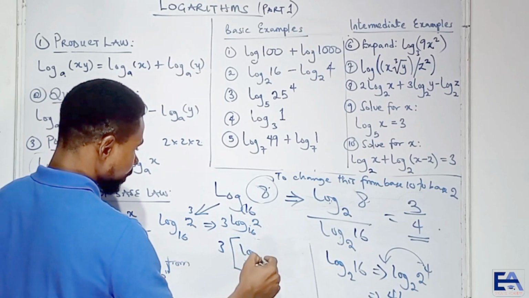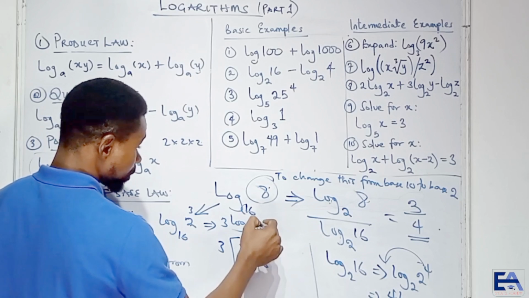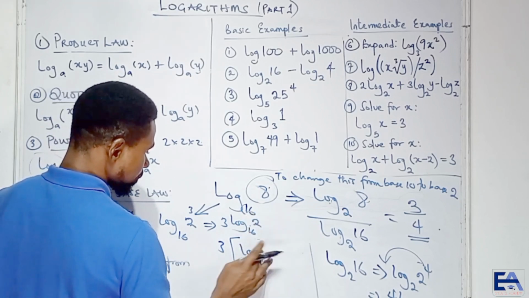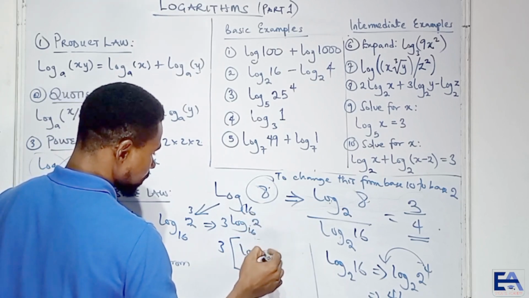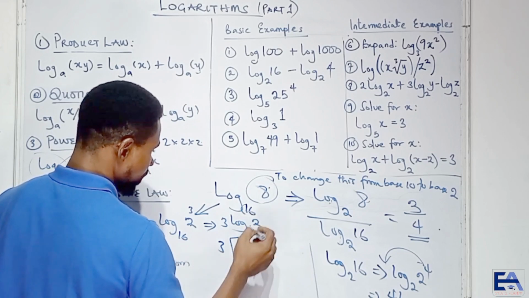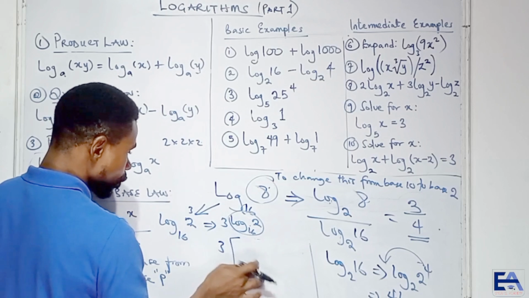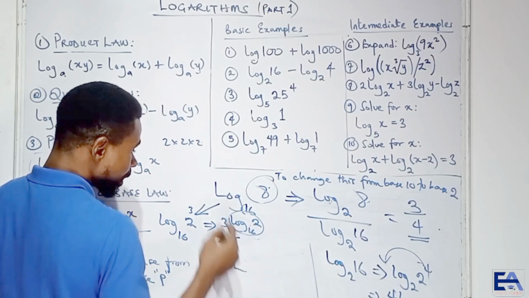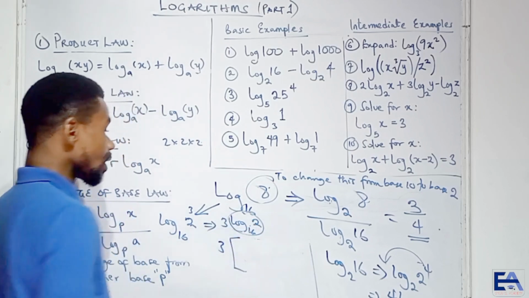So this one will be like log 16, log 2 to base 16. We can make it equal to x, okay? Just to solve this part out alone. Let's just say log 2 to base 16. There are other methods too.